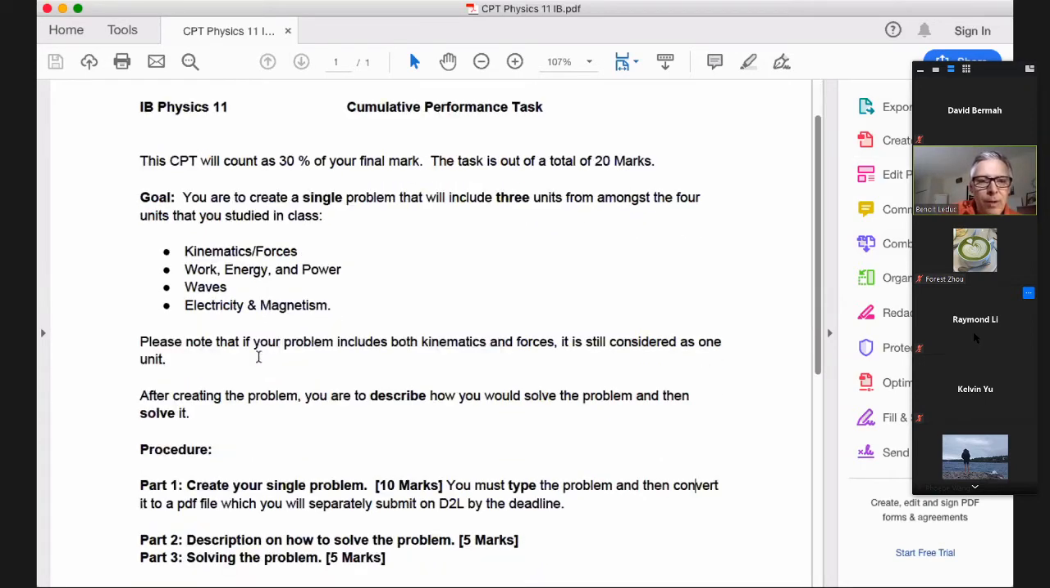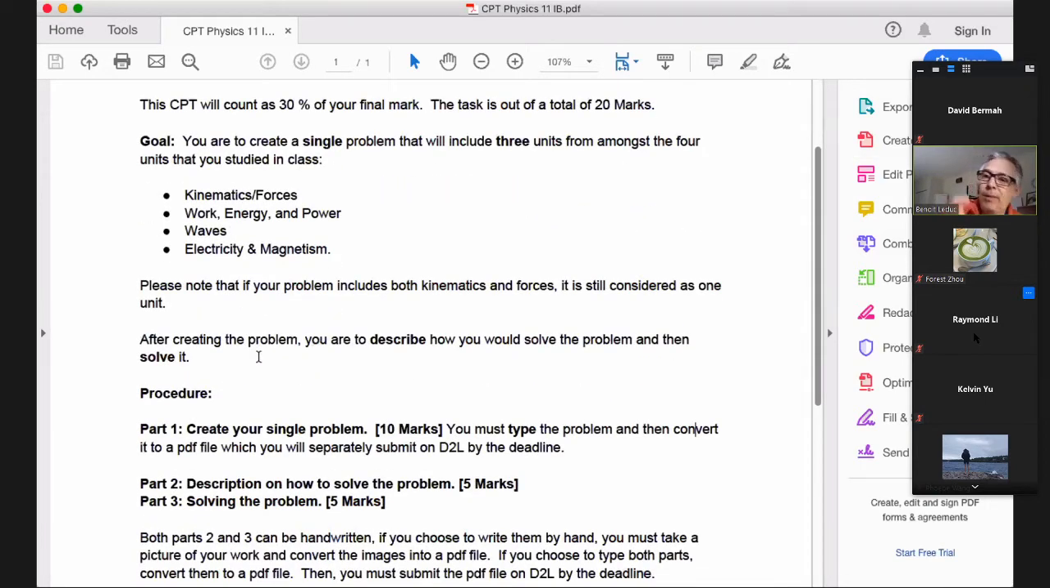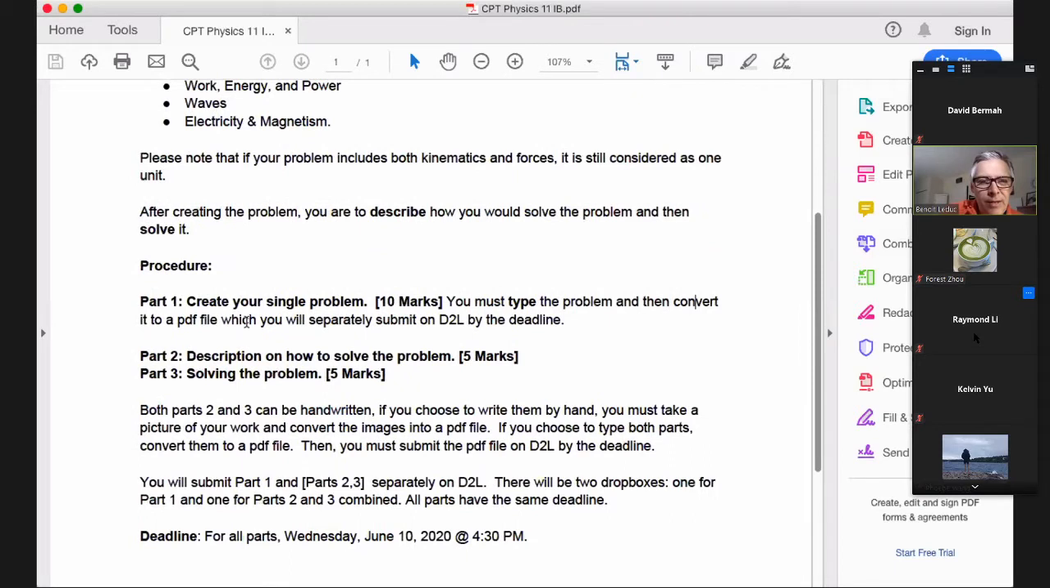So after you create the problem, you describe how you're going to solve it, and then you solve it, all right? So part 1 is you create your single problem. That's going to be out of 10 marks. And this one you have to type. You have to type your single problem, and then convert to a PDF file.